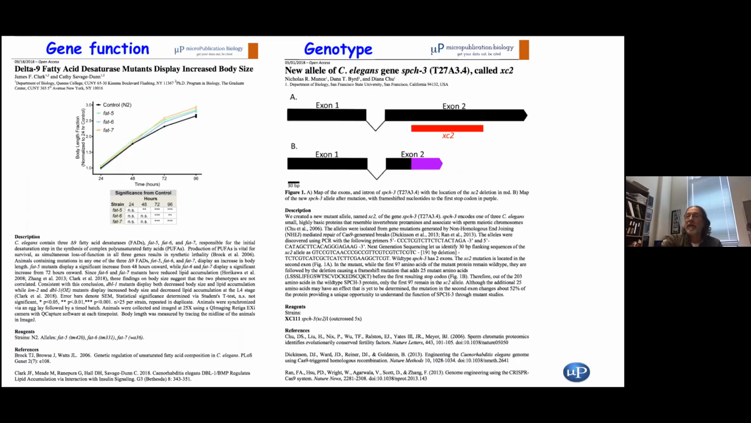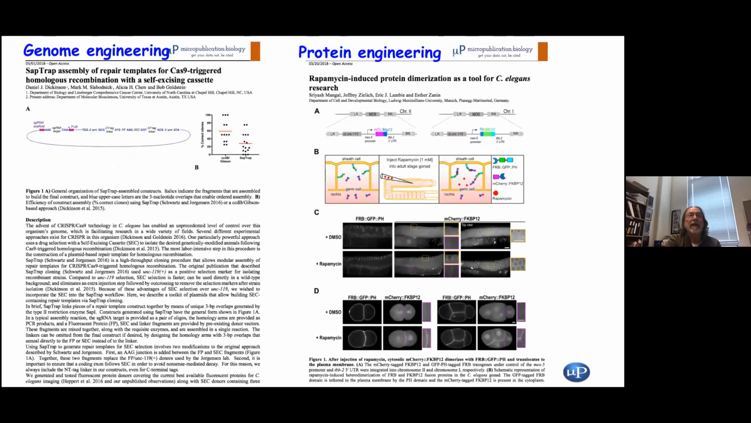On the left here is a micropublication showing that the FAT 5, 6, and 7 genes function in body size. And on the right is a new deletion allele, probable null, for the SPCH3 gene. On the right here is an expansion of the SapTrap genome engineering repertoire. And on the right is a novel protein engineering method to use rapamycin to get induced dimerization.